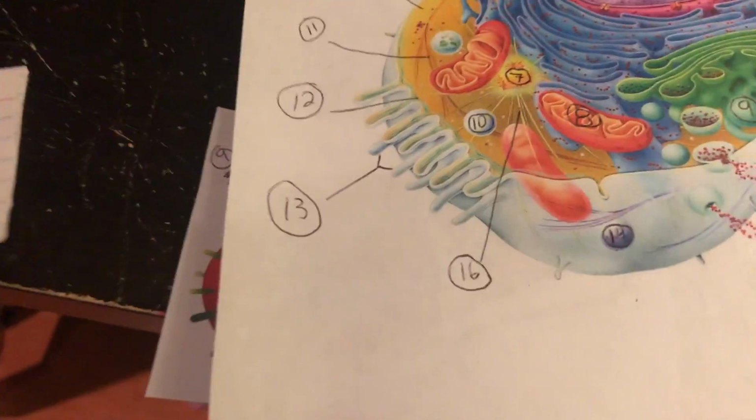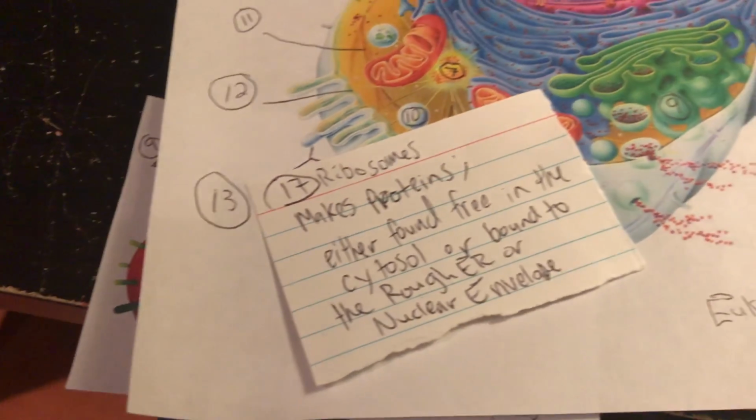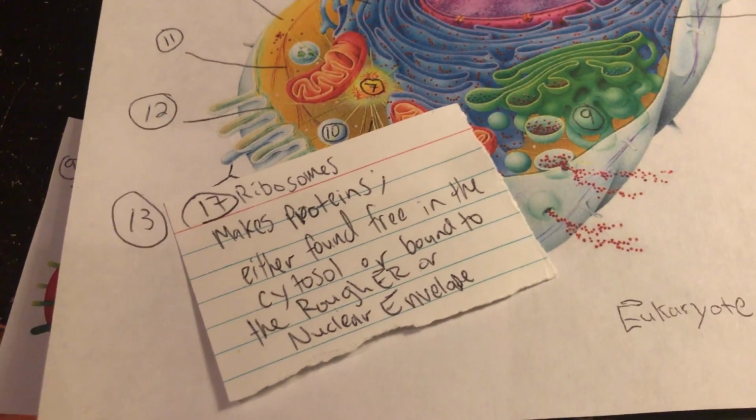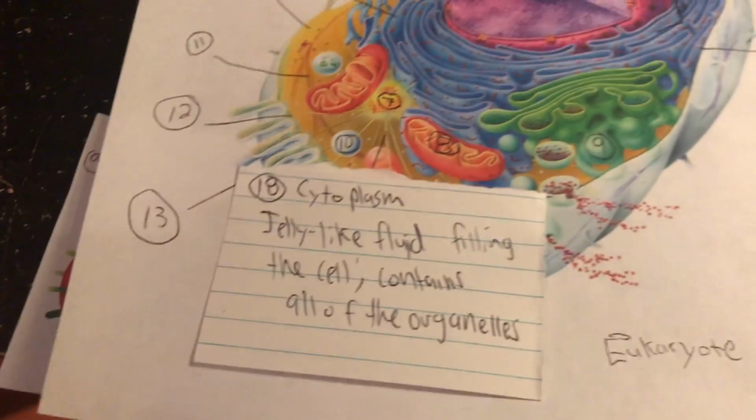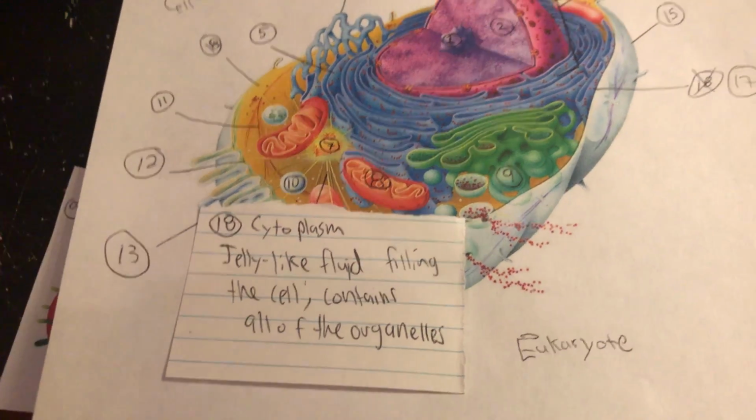The ribosomes, as we mentioned earlier, are the little brown spots all around the cell, and they make proteins and are found free either in the cytosol or bound to the rough ER or the nuclear envelope. The cytoplasm is pretty much all this yellow stuff, and it's a jelly-like fluid filling the cell and contains all the organelles.